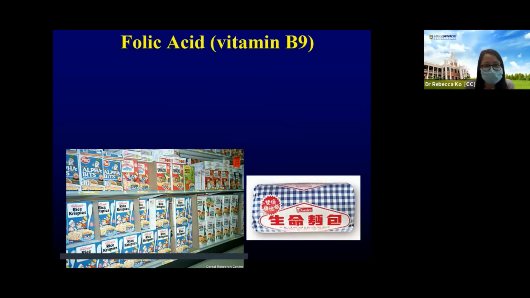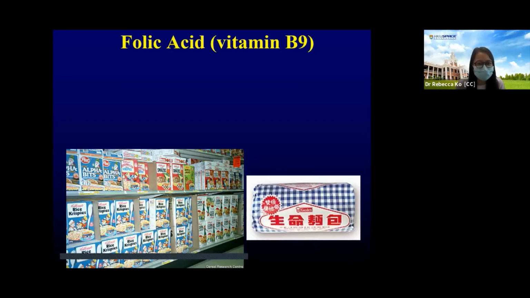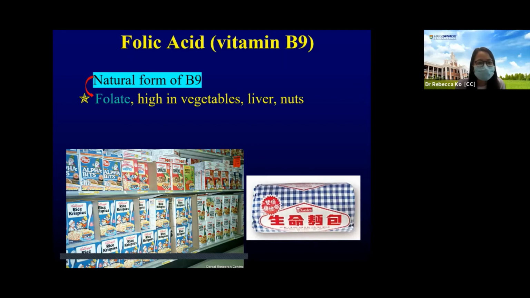Other than B6, next will be B9, the folic acid. For vitamin B9, again, the natural form is folate. We find it high in vegetables, livers, and nuts. So if we have enough vegetable intake, I think you should have enough intake of folic acid. Right? Okay. Don't forget, all the B vitamins are water soluble.